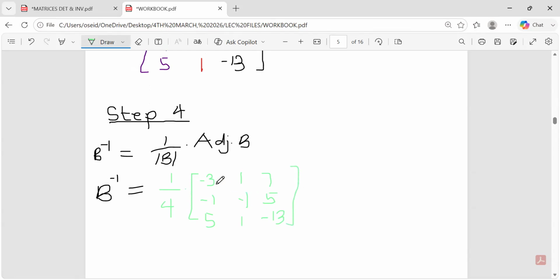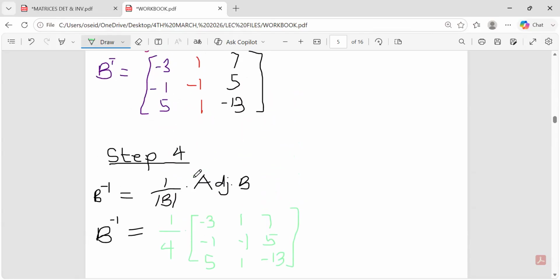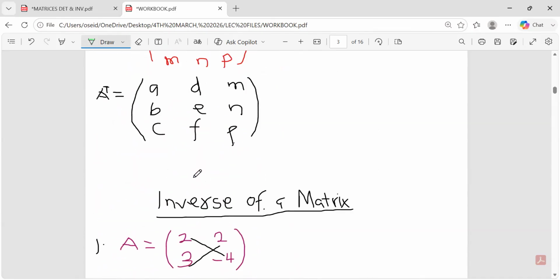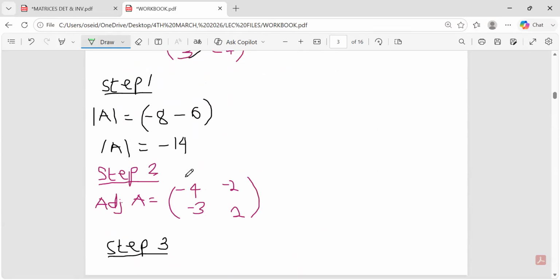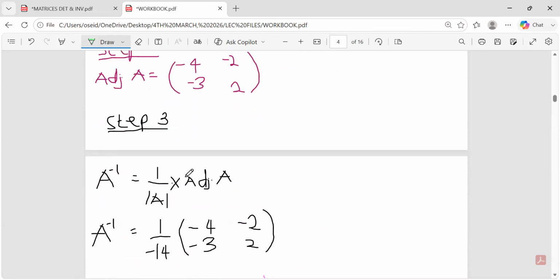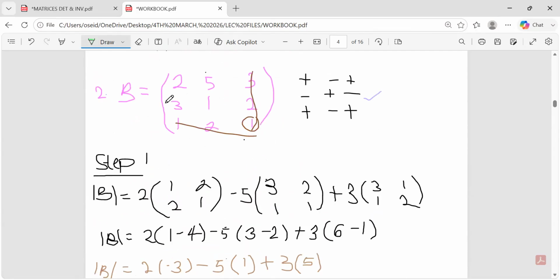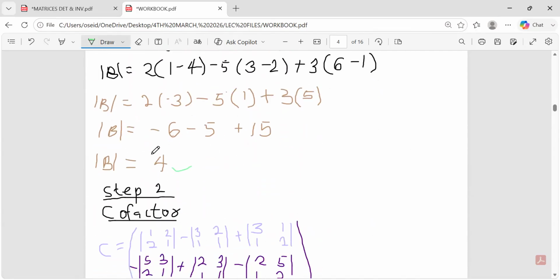Such a nice, lovely, and enjoyable question. So you see, we've combined all that we did today before we arrived at our final destination, which is what? How to find the inverse of a matrix. So first, you find your determinant. With this question, our determinant was 4.